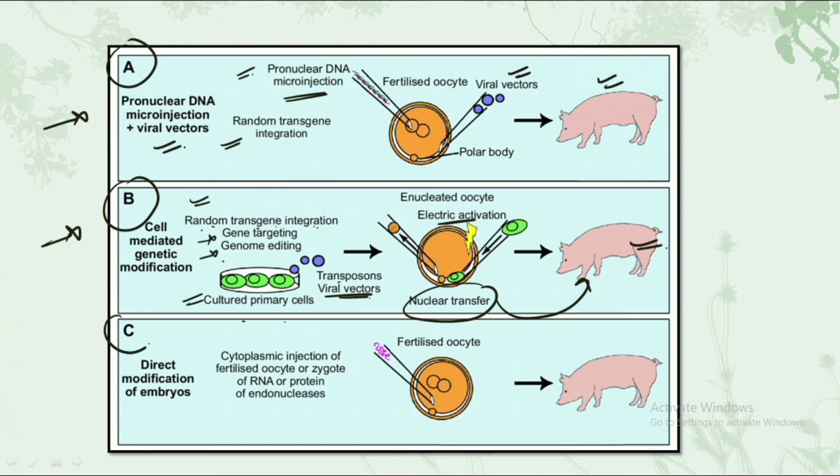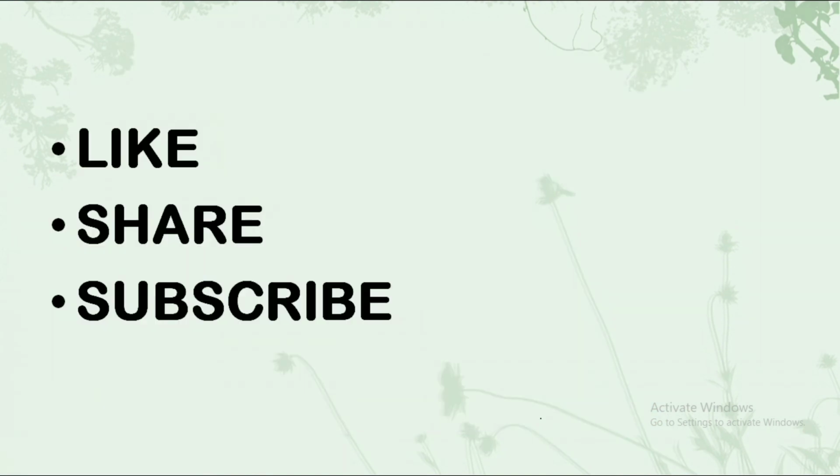The third process that could be used is the direct modification of embryos. In this, the cytoplasmic injection of the RNA and the protein of the endonuclease into the fertilized oocyte or zygote is performed, and as a result we have the final result. With this, we are done with the complete topic of transgenic plants and animals in the best way possible. I have tried to include every detail I could in this particular video.